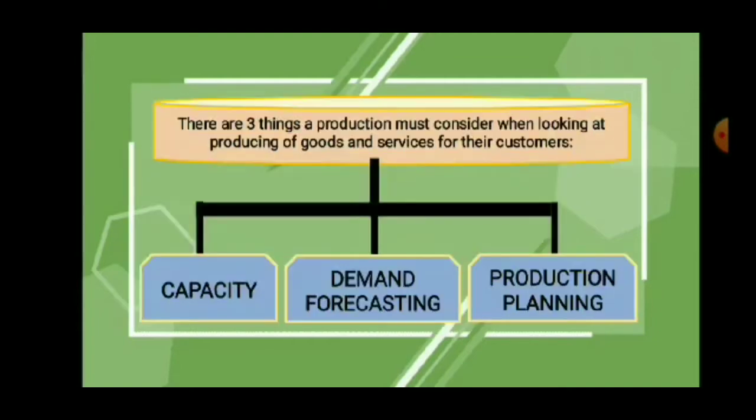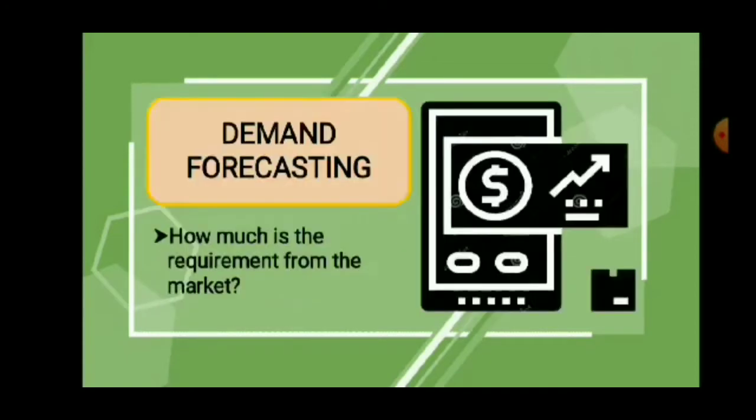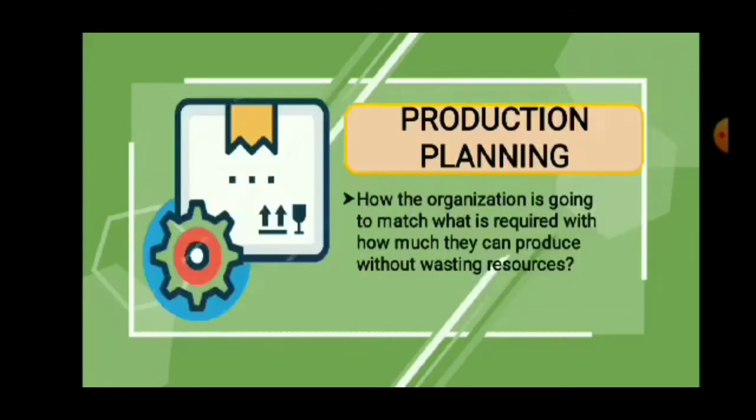So there are three things a production must consider when looking at producing goods and services for their customers. First is the capacity, second is the demand forecasting, and third is production planning. Capacity is how much they can produce, and demand forecasting is how much is the requirement from the market. And third, production planning is how the organization is going to match what is required with how much they can produce without wasting resources.